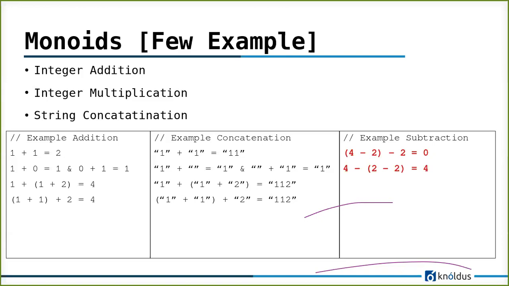But integer subtraction is not a monoid because it does not follow the associative law. Why? You can see the example, 4 minus 2 minus 2.